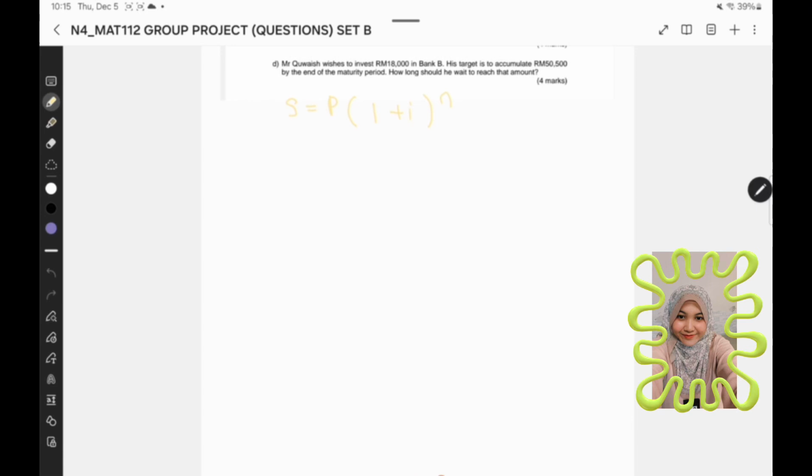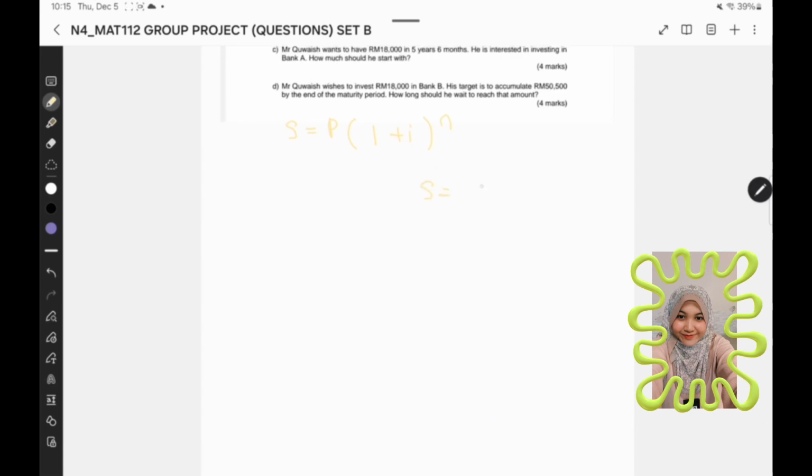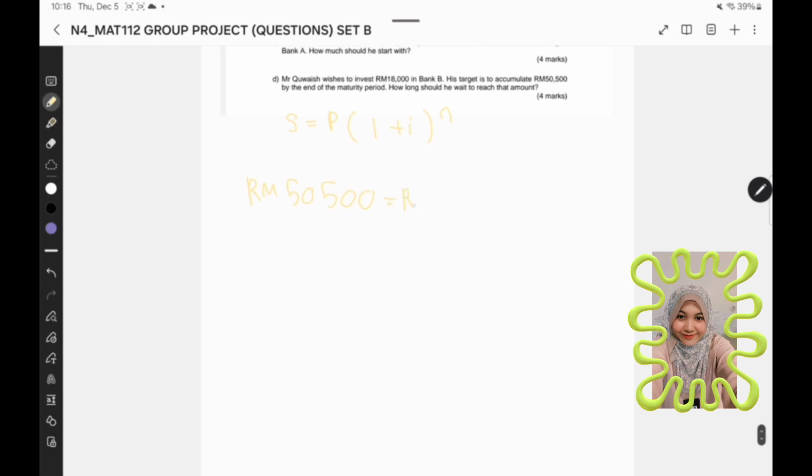So the value of S will be RM 50,500. The value of P will be RM 18,000. The value of M will be 3. The value of K will be 4.7%. So RM 50,500 equals RM 18,000 in bracket 1 plus 0.047 divided by 3, close bracket, to the power of n.